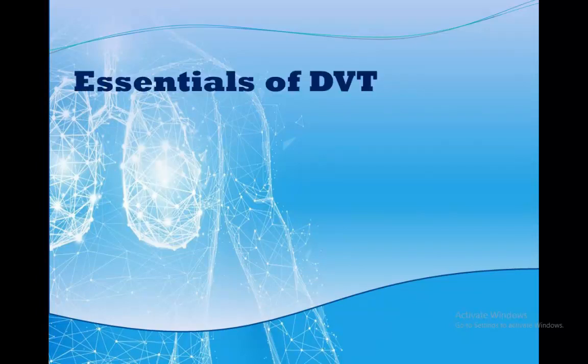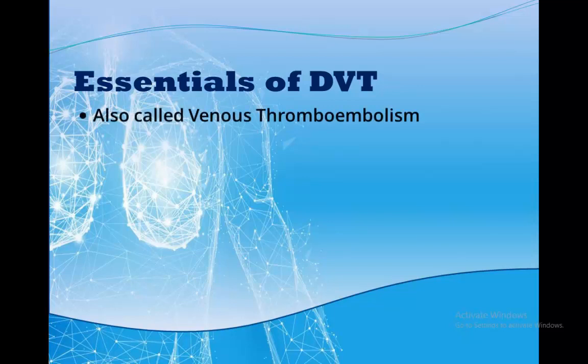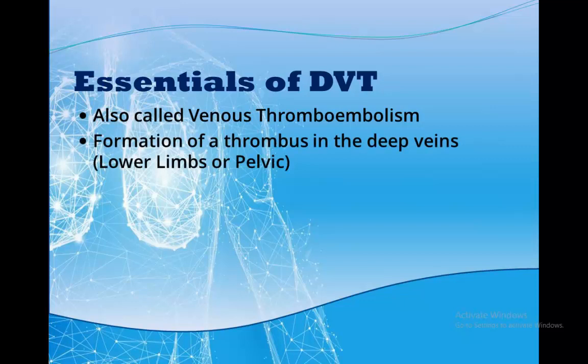Deep venous thrombosis, or DVT for short, goes by another name sometimes, venous thromboembolism. It's due to formation of a thrombus in the deep veins of the lower limb and the pelvis, mainly the thigh. It can happen in other areas of the body, like the upper limb, but that's rare.